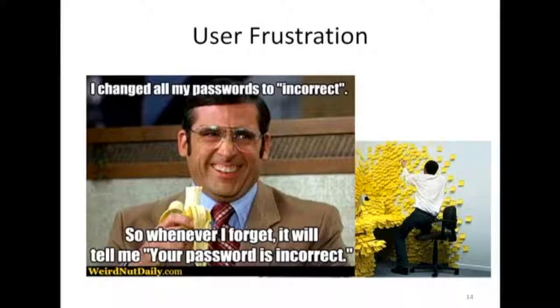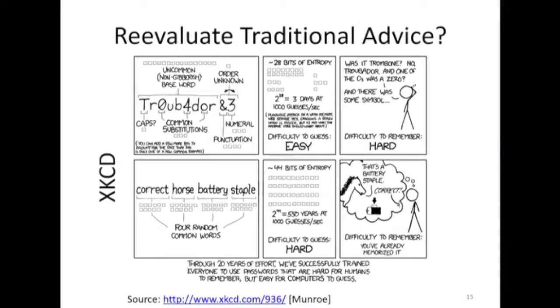Okay, so right, this is a challenging problem, and that leads me to the second point. Users are frustrated with all these suggestions. It's just unusable. You can't follow all of these suggestions. It's impossible. So there's a need to reevaluate traditional advice.